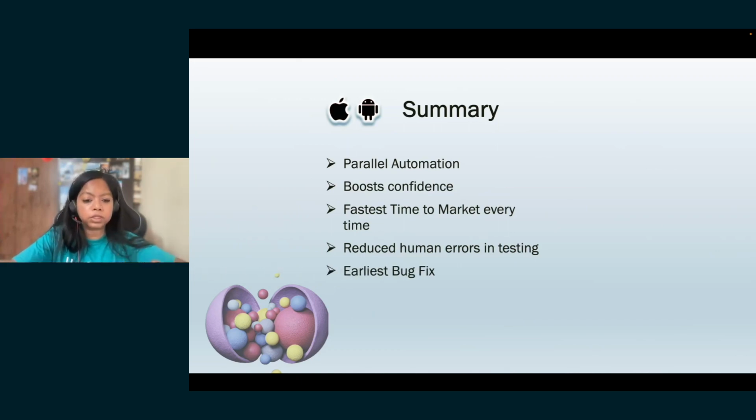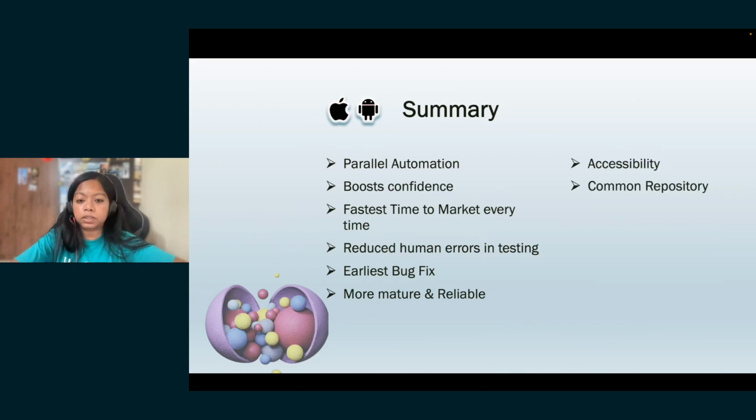And time to time, automation has proven that it can find bugs, especially regression bugs, which are always useful. And then we have the earliest bug fix, because as soon as the dev has committed, the test fails immediately. If there is an issue, the bug is fixed in the same PR itself, and it never reaches the testing cycle. So that way it is also reducing the bug fix time. Our tests are more matured and reliable, and more accessible because of the common repository. Everything is much easier and handier.